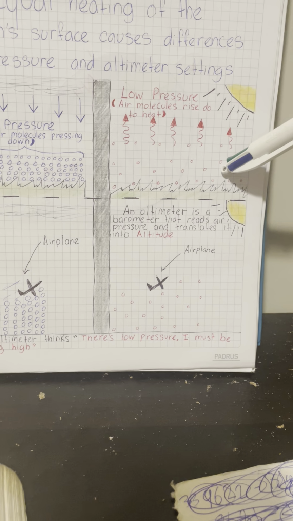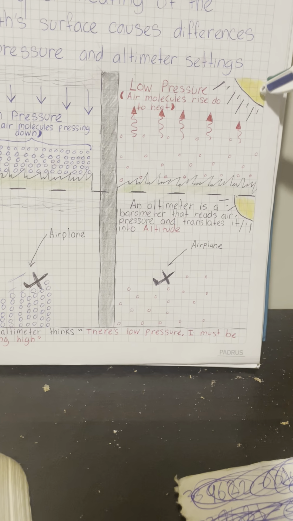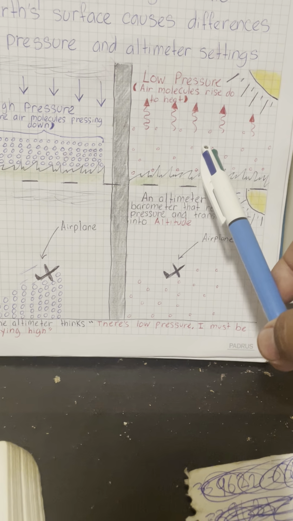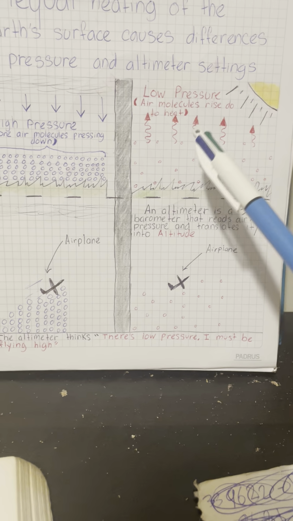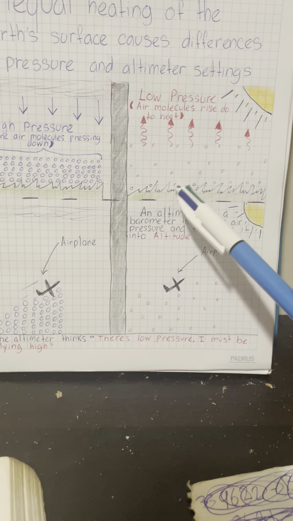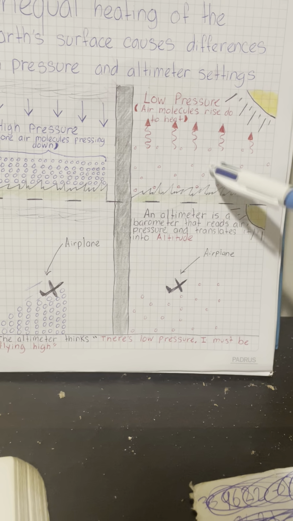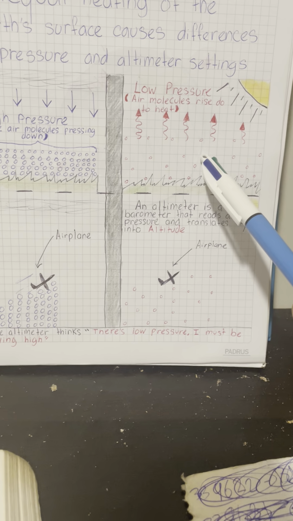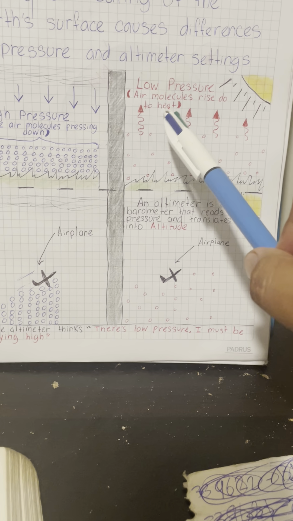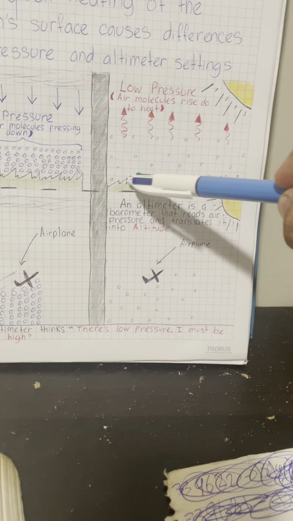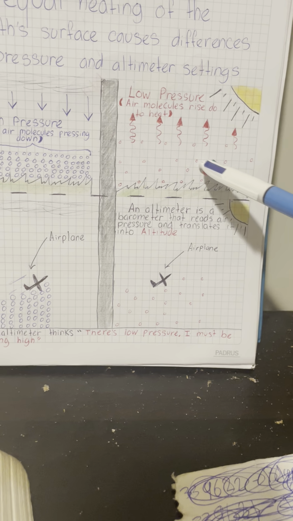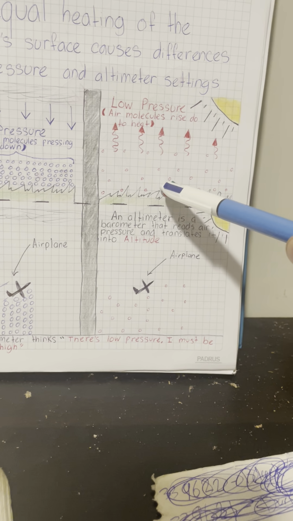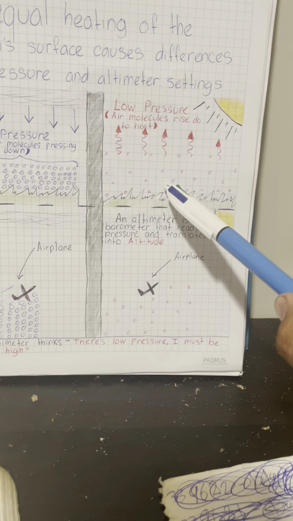Now look at the air molecules here. It's hot, the sun is right here. And look what happened to the air molecules. They're spread apart and they're moving upward. That is called low pressure. Why? Because the air molecules are not pressing downward anymore because of the heat. Air molecules rise due to heat, so there's less pressure being exerted on the Earth's surface. So we can tell the difference between these air molecules, all packed, pressing downward, and these air molecules that are spread and moving upward.